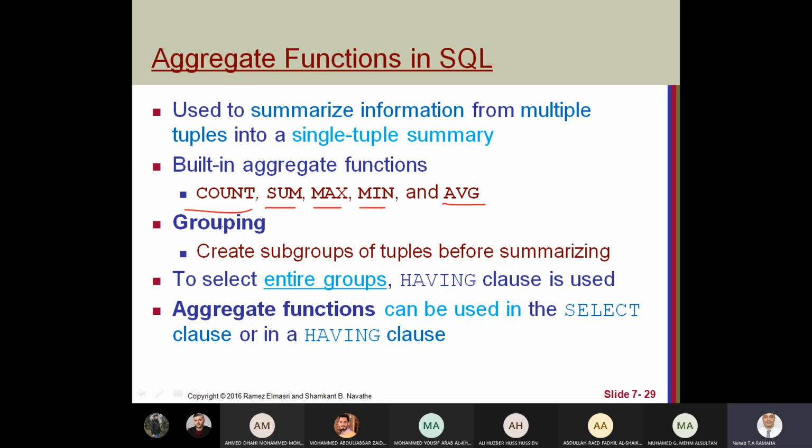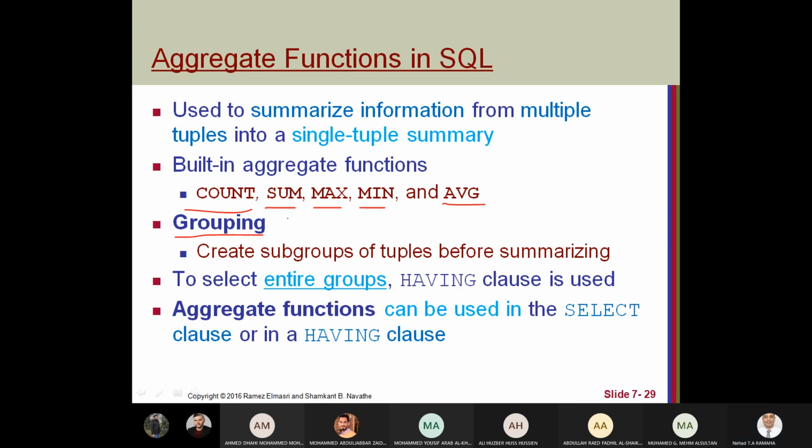Okay, I think grouping is important in some cases, creating a group for subsets of the tuples that you want to summarize the information about. For example, I need to get the average salary for each department. Okay, average salary for each department.